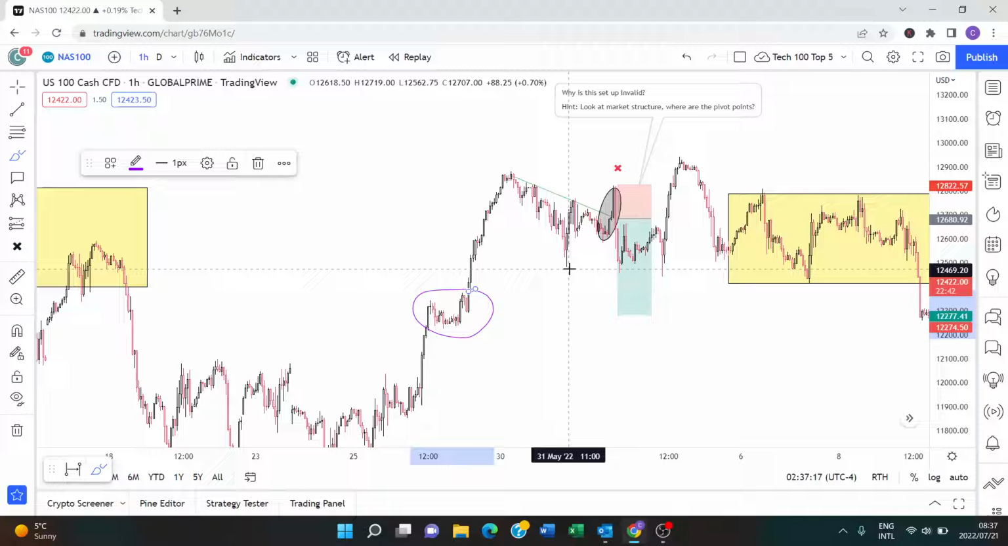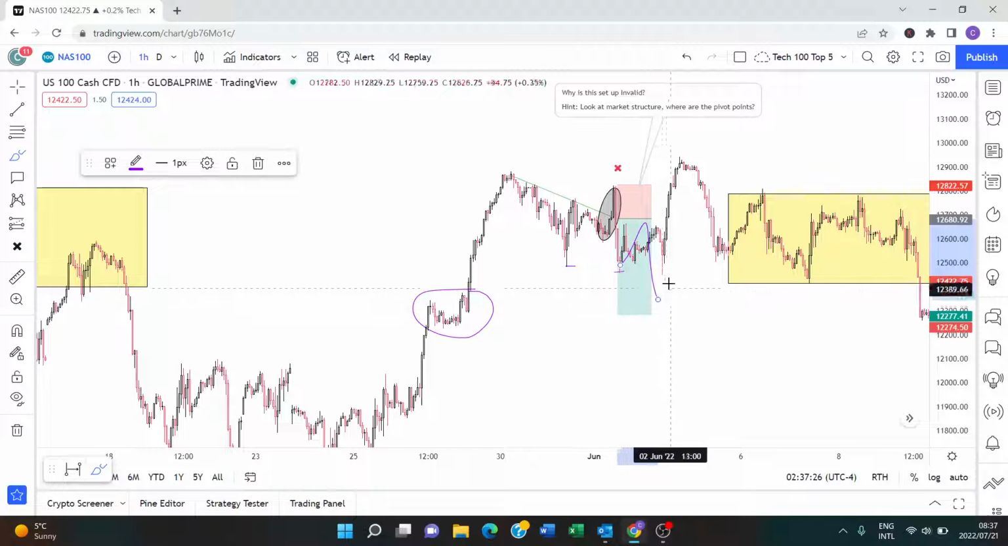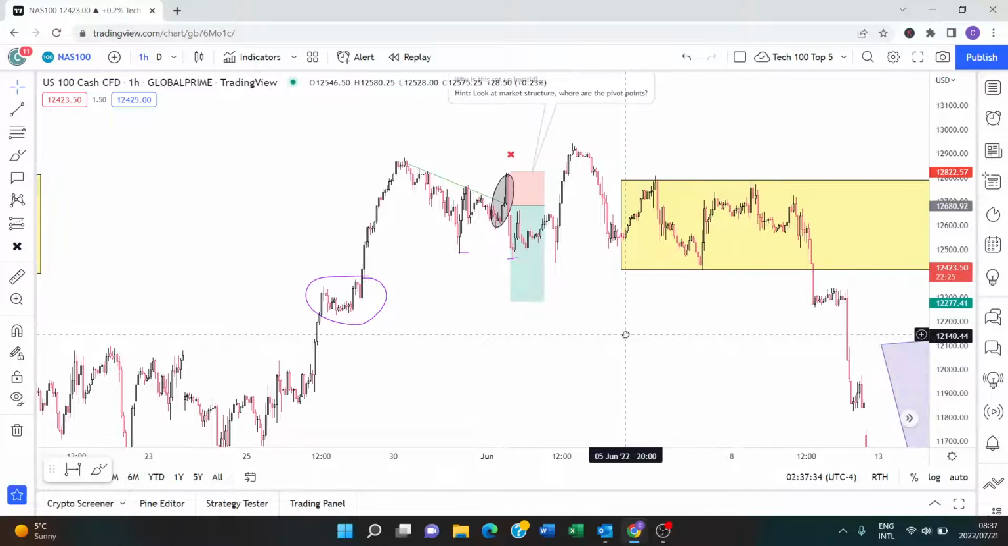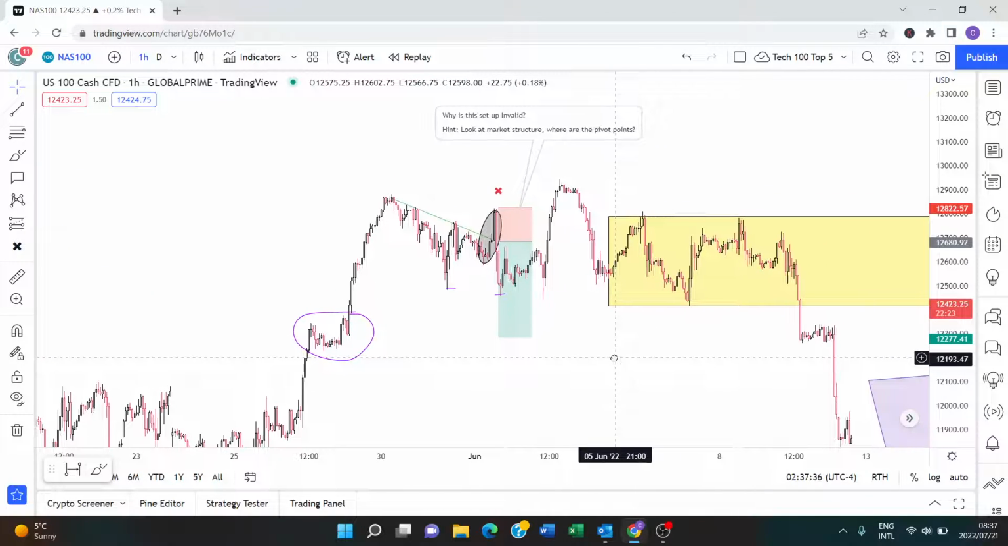But this little low over here, this break of structure, it's not enough confluence to get into a trade short, and a lot of people kind of see that as one. So please don't fall victim to that one. Anyway, going on, this is kind of recent price action, right?